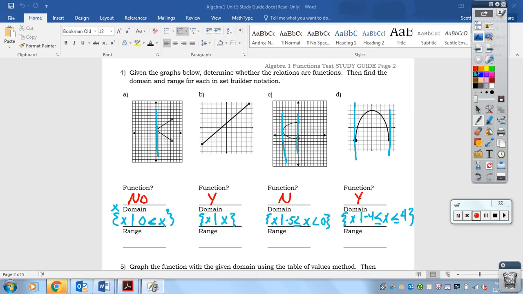Let's move on to the range. The range tends to be a little bit trickier because the range is not left to right, it's up to down. We still do the same concept though. All the y's such that we always eat to our right.